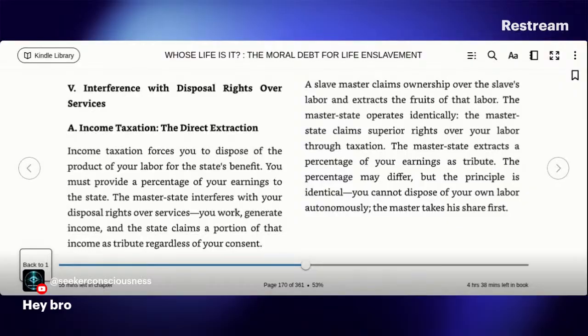A slave master claims ownership over the slave's labor and extracts the fruit of that labor. The master state operates identically. The master state claims superior disposal rights over your labor through taxation. The master state extracts a percentage of your earnings as tribute. The percentage may differ, but the principle is identical. You cannot dispose of your own labor autonomously. The master takes his share first.